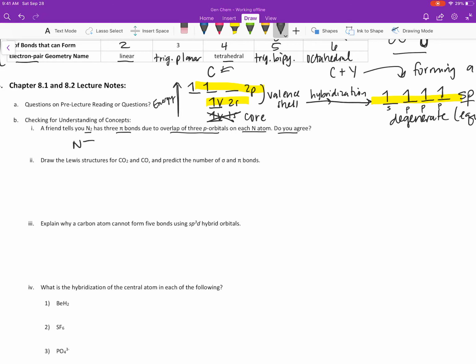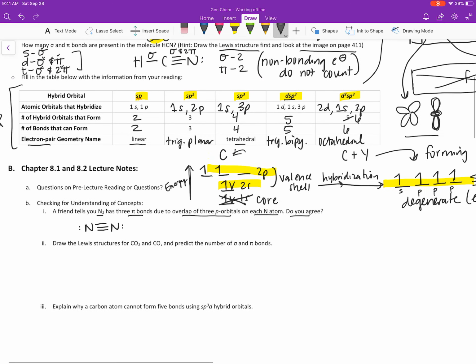So the first thing we need to do is draw the nitrogen structure, which is 2 nitrogens with a triple bond between the both, and 2 non-bonding electrons, one pair on each nitrogen. So according to our rule up here, we said that triple bonds are made up of 1 sigma and 2 pi's, meaning that my total count of pi bonds is not 3, but it's 2. So I would not agree that it's made up of 3 pi bonds, but I would agree that it's made up of 2 pi bonds, 1 sigma bond, giving me a triple bond.